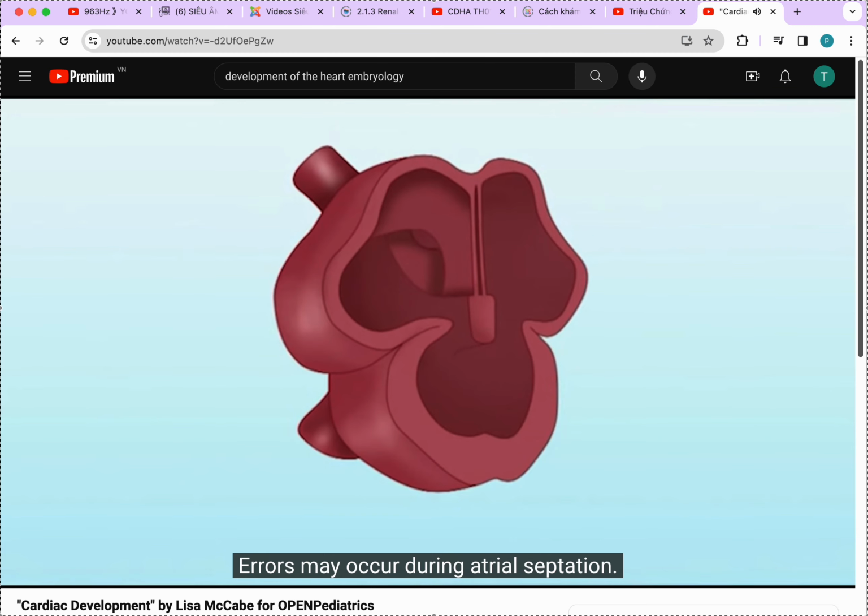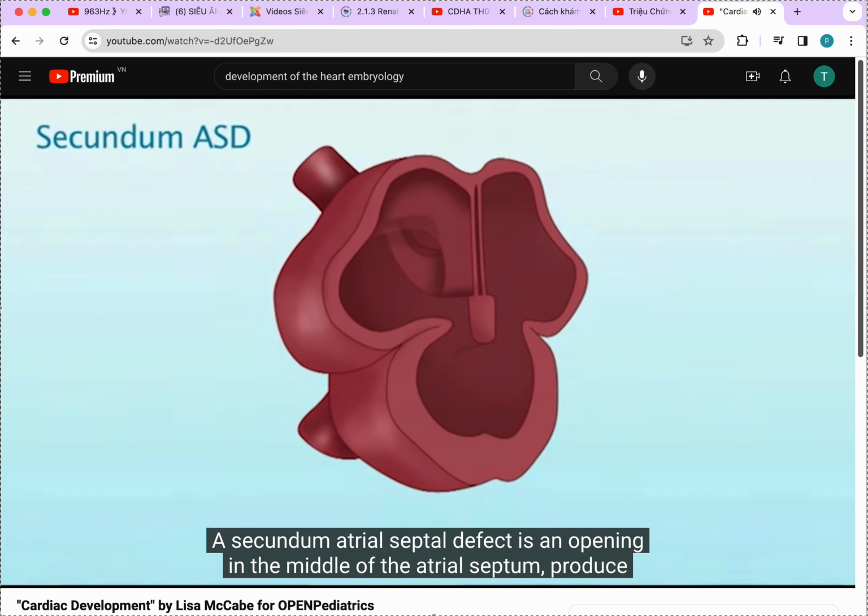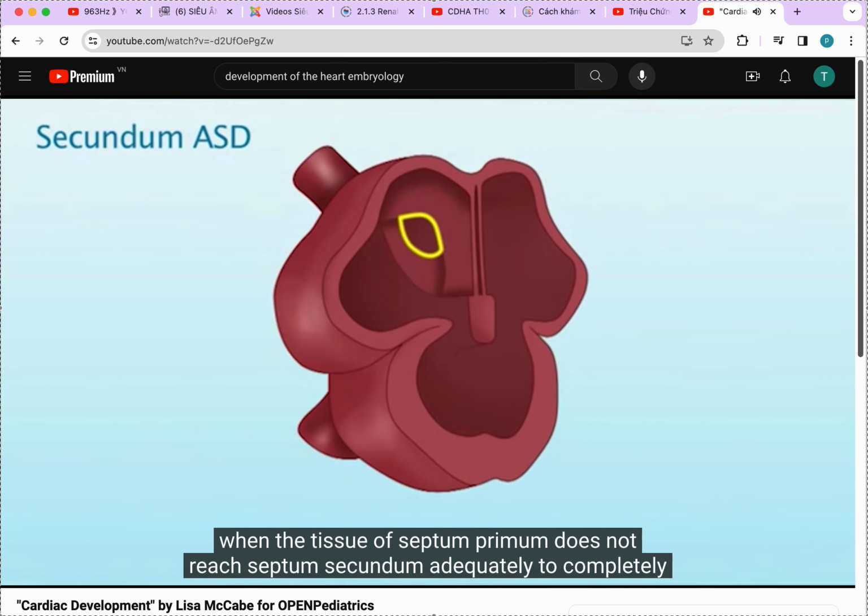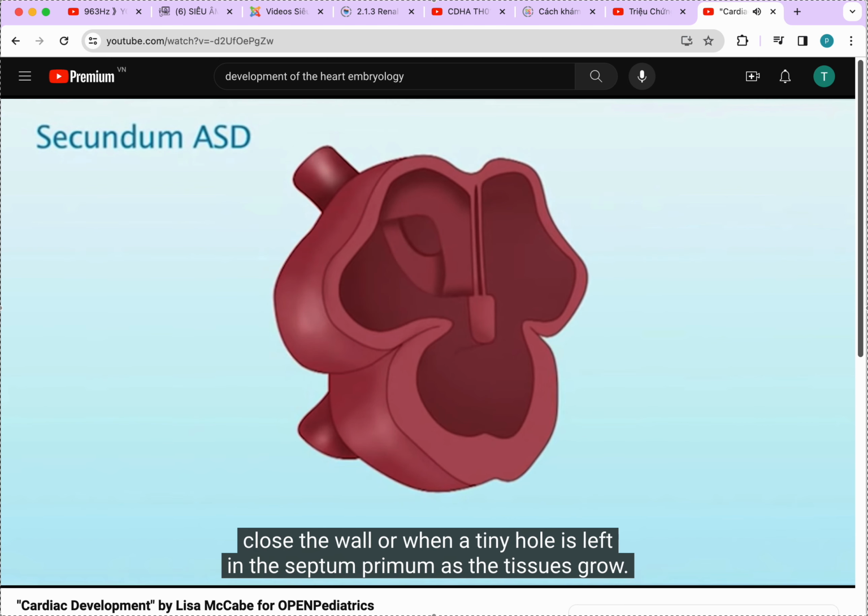Errors may occur during atrial septation. A secundum atrial septal defect is an opening in the middle of the atrial septum, produced when the tissue of septum primum does not reach septum secundum adequately to completely close the wall, or when a tiny hole is left in the septum primum as the tissues grow.